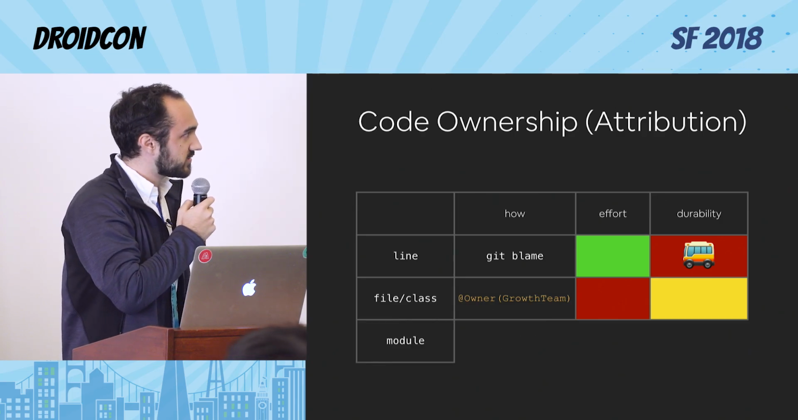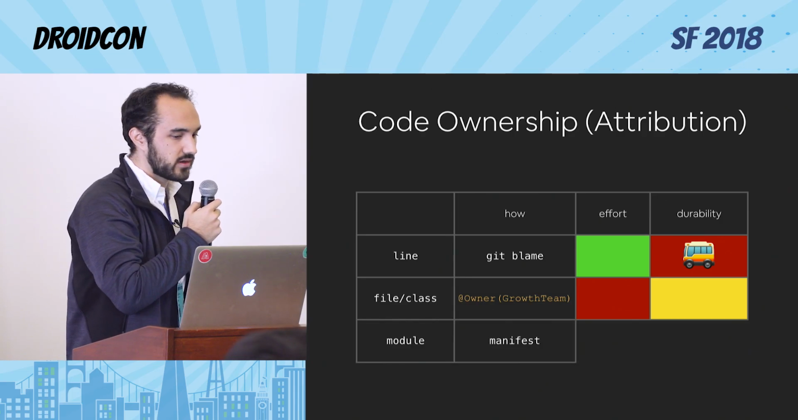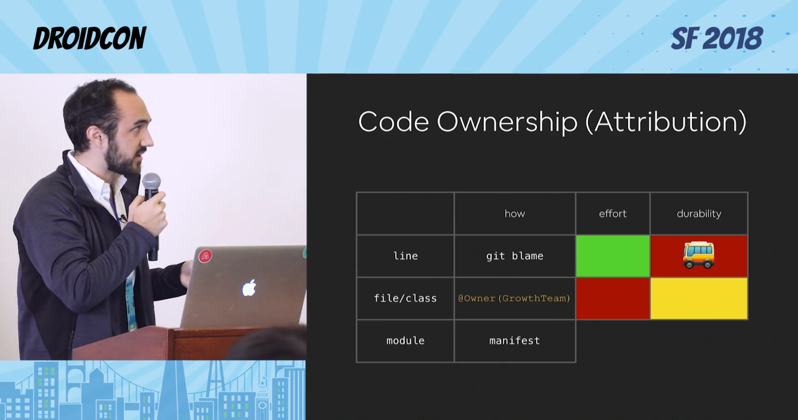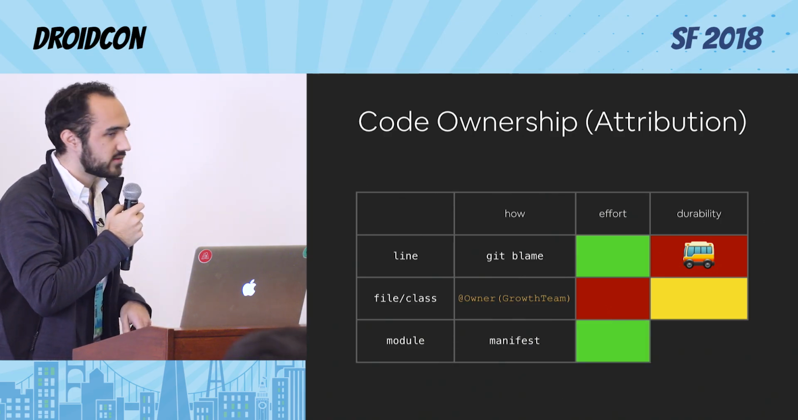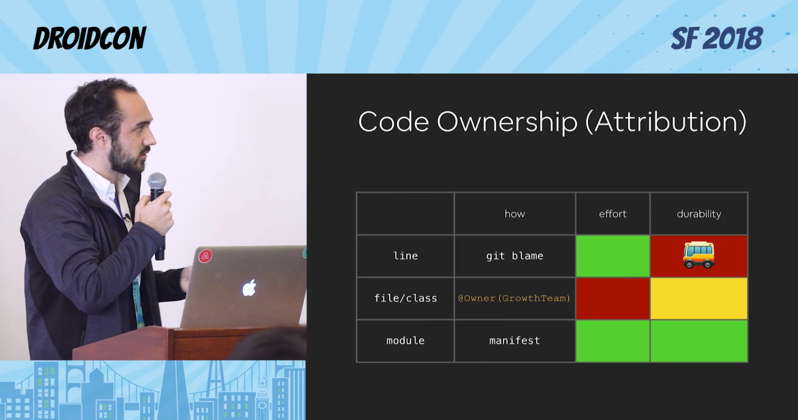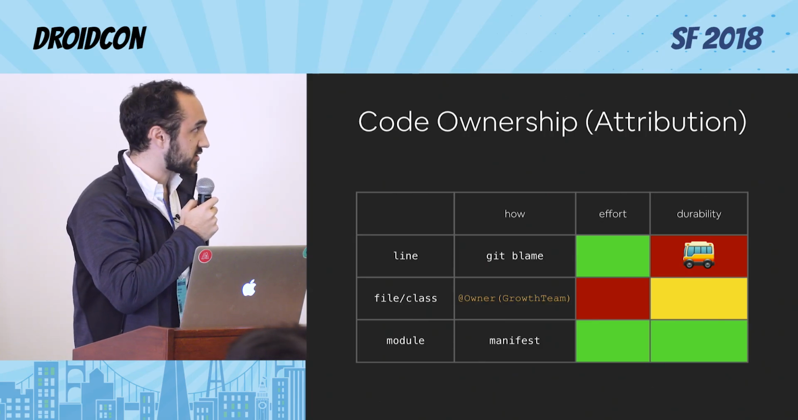So at Airbnb, we actually found that modules make a really good unit of code attribution. All you need is one manifest in it declaring what team owns the code. This is really easy to do. And in a reorg, you just have to update a handful of modules.